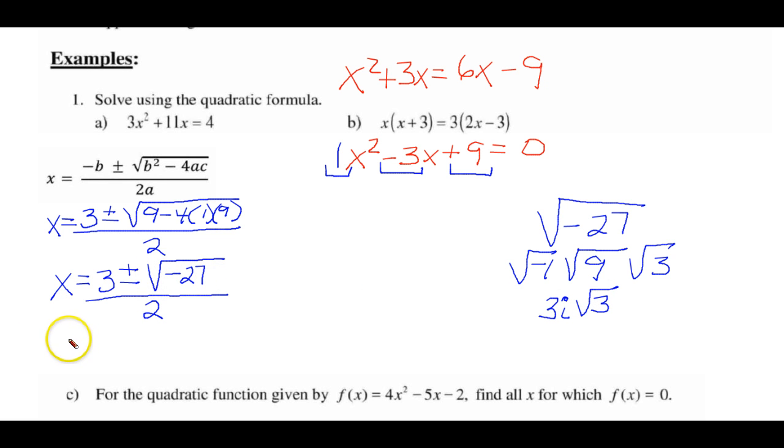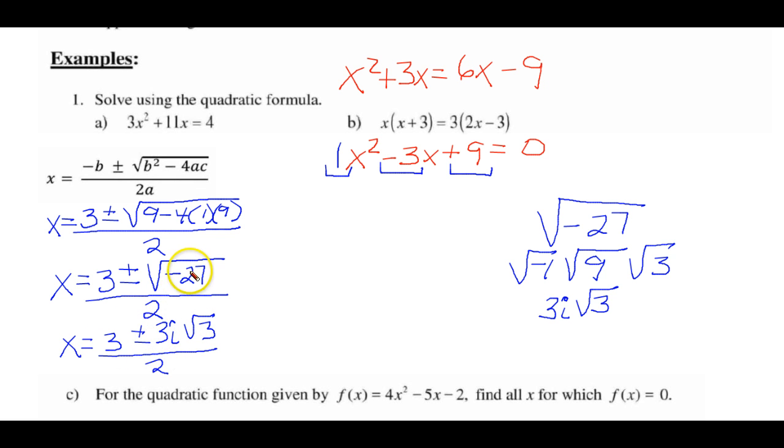So our answer then is going to be x equals 3 plus or minus 3i, the square root of 3, all over 2. And if you check your answers below, that's what they have.